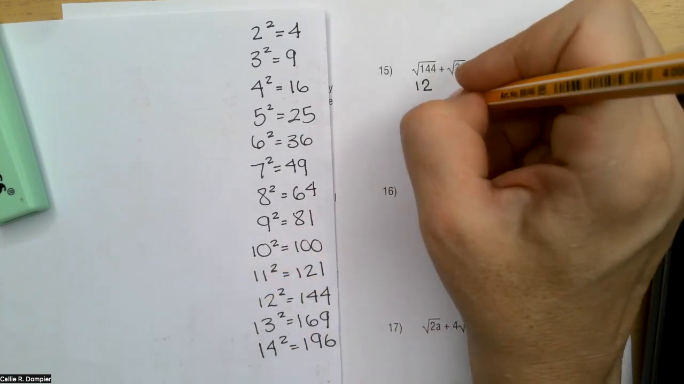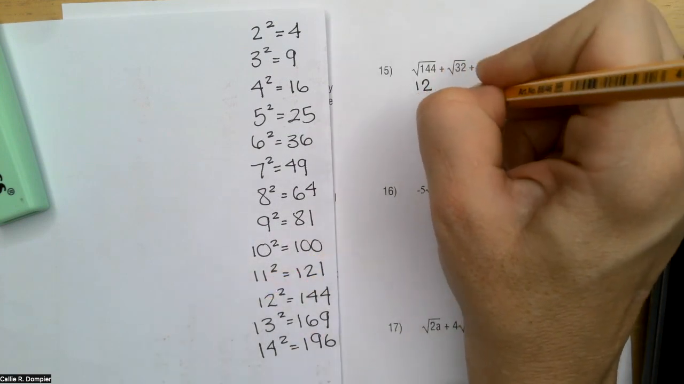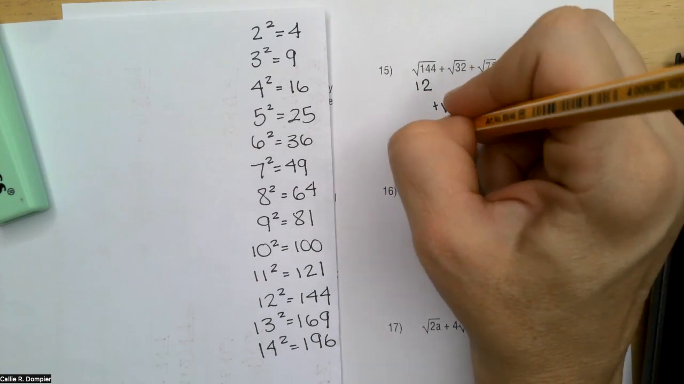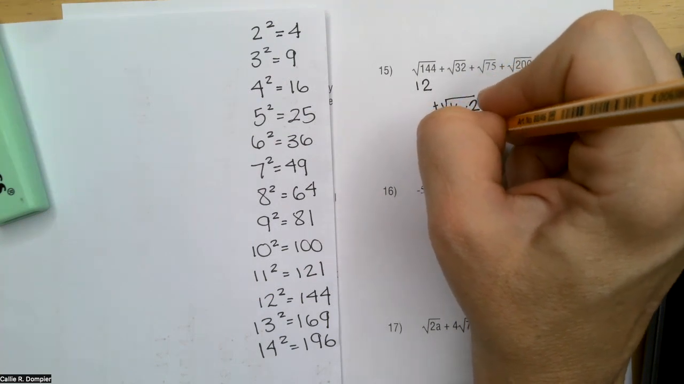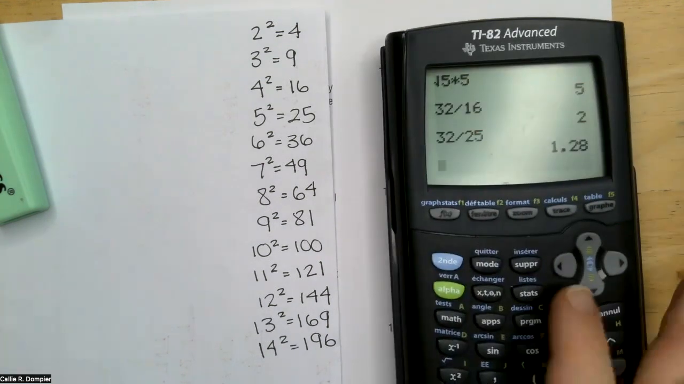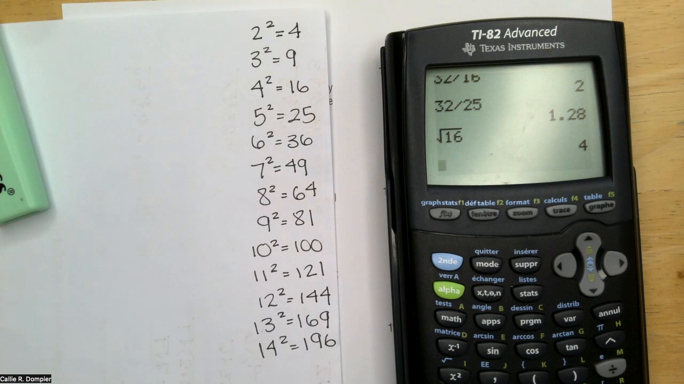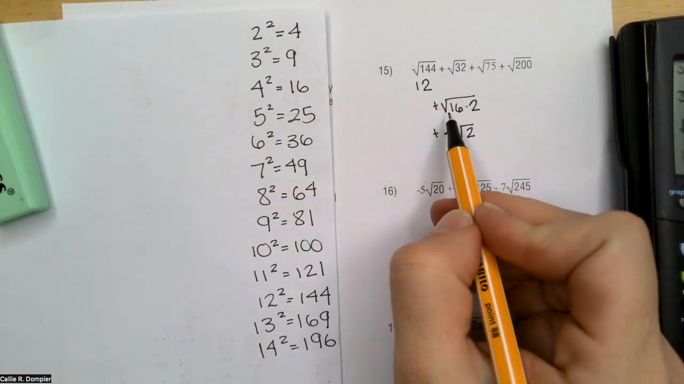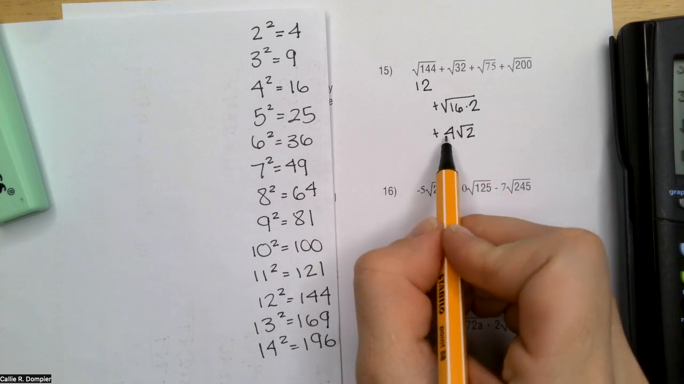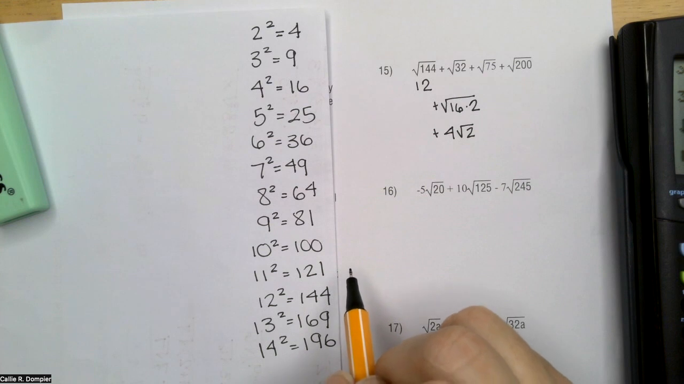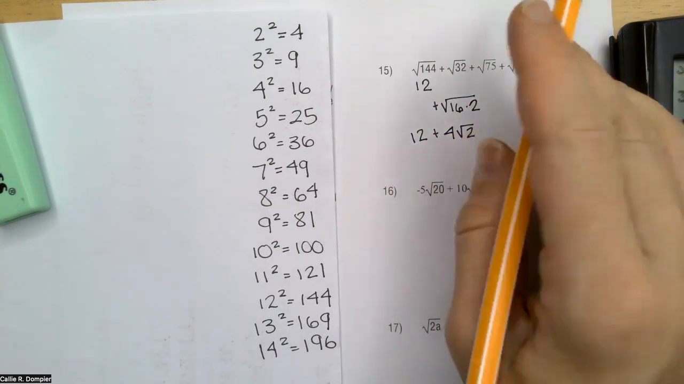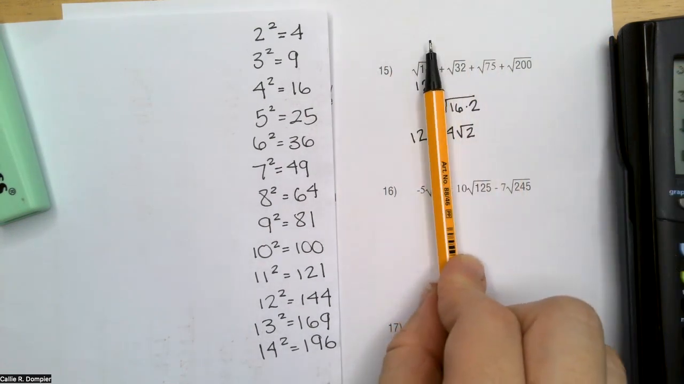Move it down here. 16 times 2, and then 16 is 4 times 4, right? So that's actually 4 square root of 2. So the square root of 16 is 4. So the square root of 16 times 2 is 4 square root of 2. So now I have 12 plus 4 square root of 2. I still have 75, and I still have 200, and I'm definitely going to run out of space.